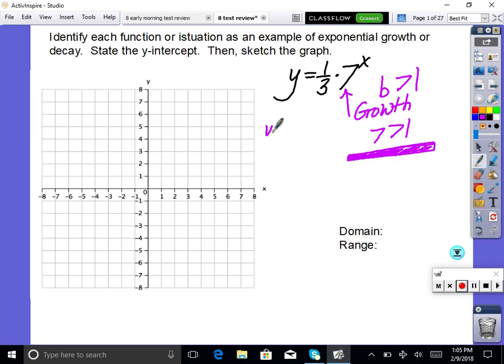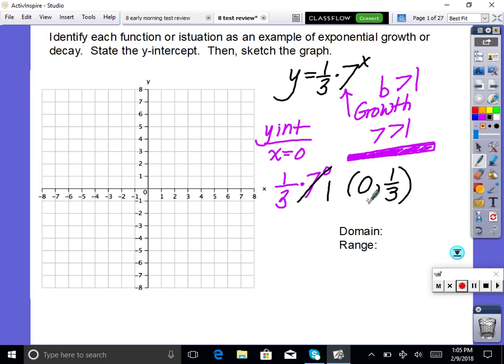The y-intercept is always when x equals 0. So let's plug in 0. We would have 1/3 times 7 raised to the 0. Remember, any base to the 0 power is 1. So that would be 1/3 times 1, which is a third. So our y-intercept is (0, 1/3). You would do that by hand.